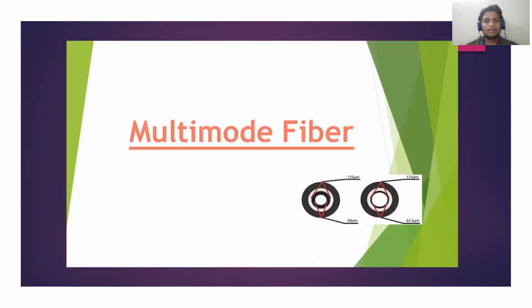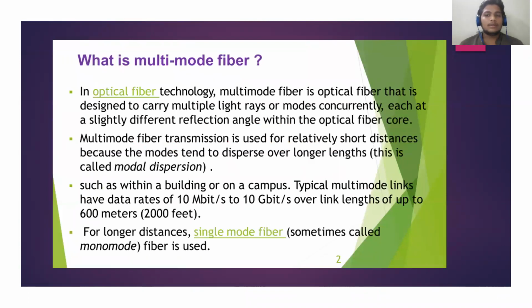Next, multimode fiber. What is multimode fiber? In optical fiber technology, multimode fiber is an optical fiber that is designed to carry multiple light rays or modes concurrently, each at a slightly different reflection angle within the optical fiber core. Multimode fiber transmission is used for relatively short distances because the modes tend to disperse over long lengths. This is called modal dispersion.